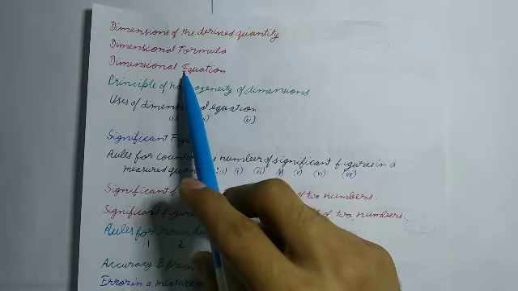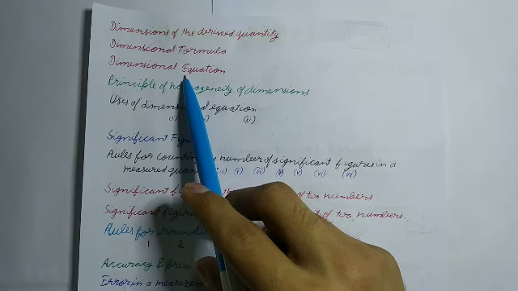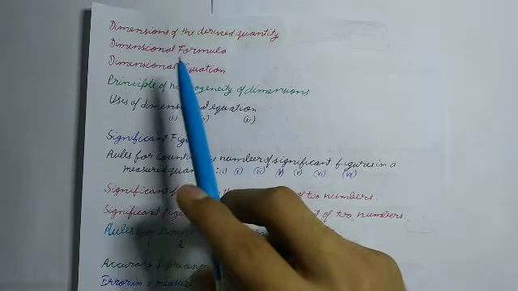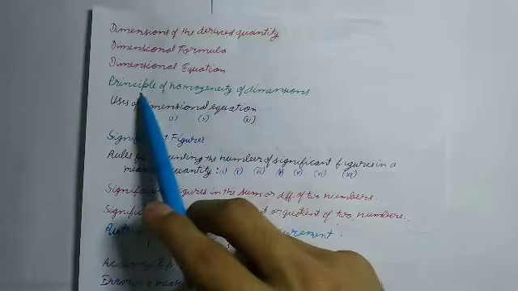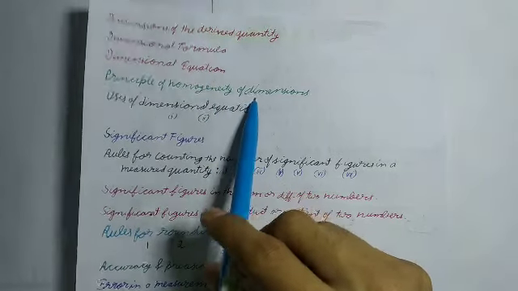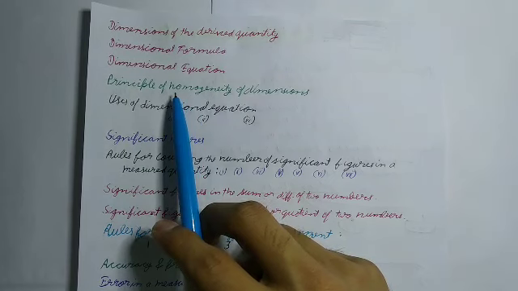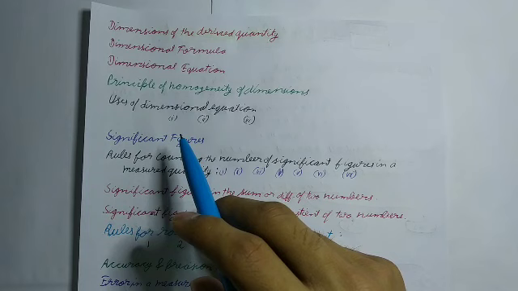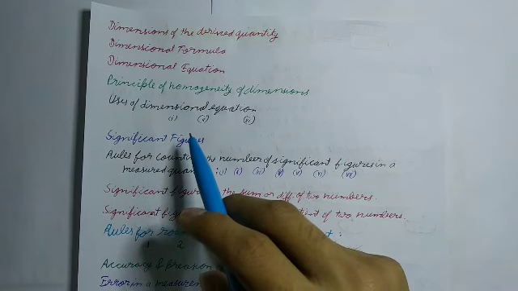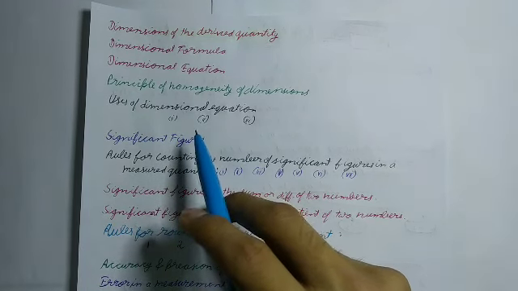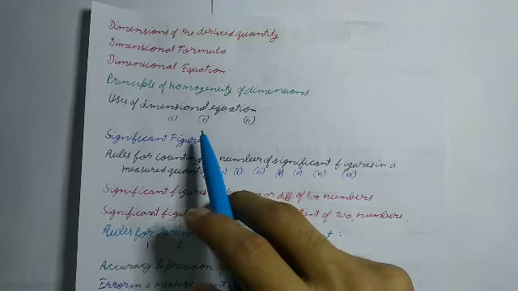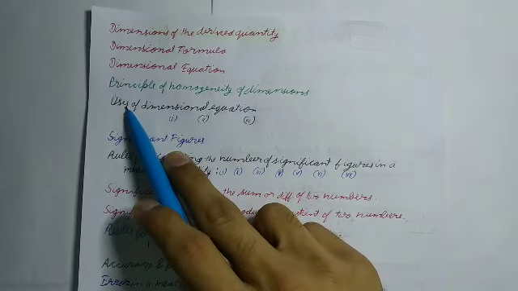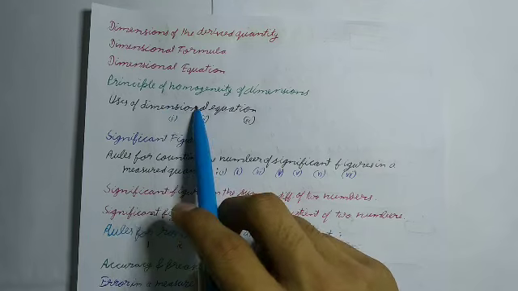Now, dimensional equation. The equation which expresses a physical quantity in terms of fundamental units of mass, length, and time is called dimensional equation. Principle of homogeneity of dimensions. This principle states that a physical equation will be dimensionally correct if the dimensions of all the terms occurring on both sides of the equation are the same. Now, uses of dimensional equation.